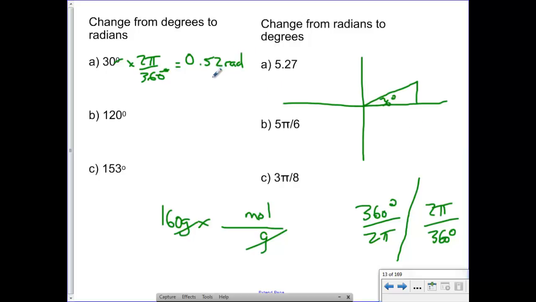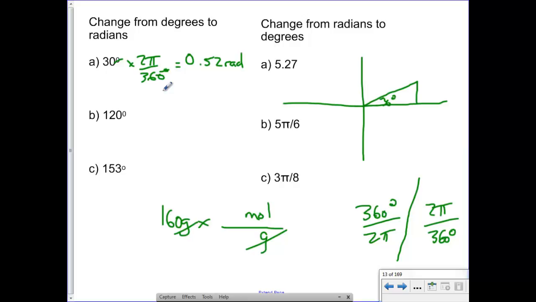So you do 2 pi divided by 360. Say that one more time, Nicole. It'd be 2 pi divided by 360. Like, go 30 times 2 pi divided by 360? We're not on the same page, are we? 30 times 2 pi, divide by 360. Okay. Does that work? Yeah, better.